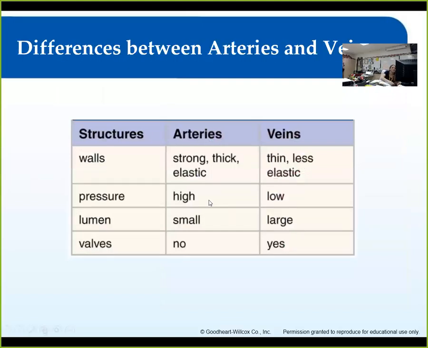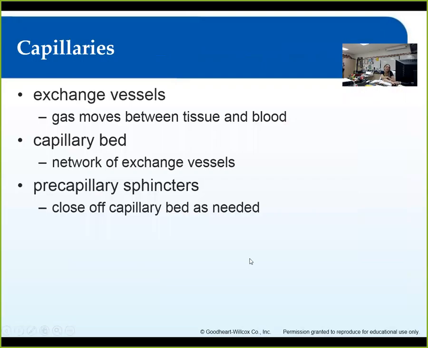Okay, so arteries versus veins. Walls in arteries are strong, thick, and elastic versus veins that are really thin. Pressure is high in the arteries, low in the veins. Again, blood can't make its way back to the heart on its own, so it needs help from those valves. And arteries, the lumen, that's the opening on the inside, tends to be small, veins tend to be large. Valves, arteries don't have those, and veins do, so they can prevent backflow. All right, kind of very basic there.